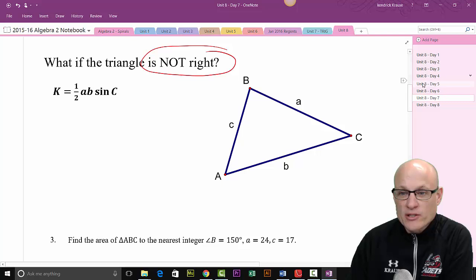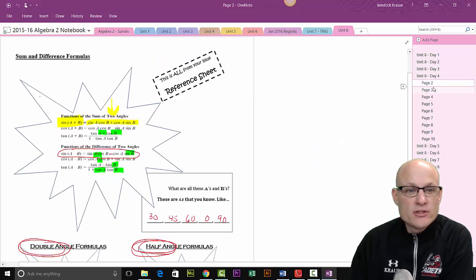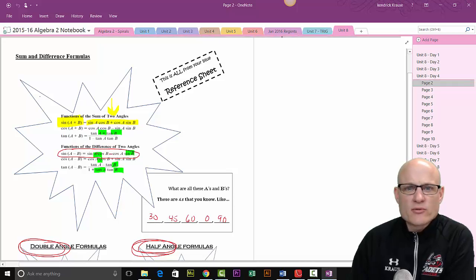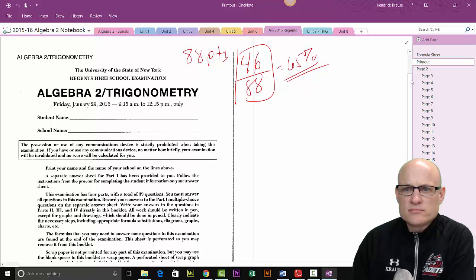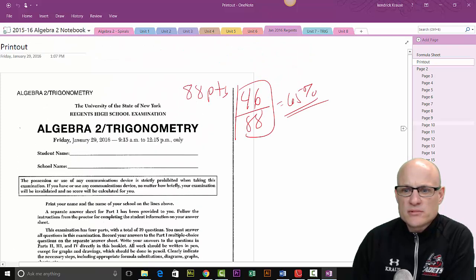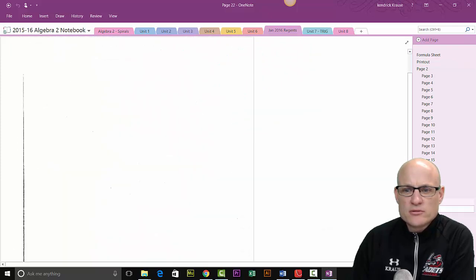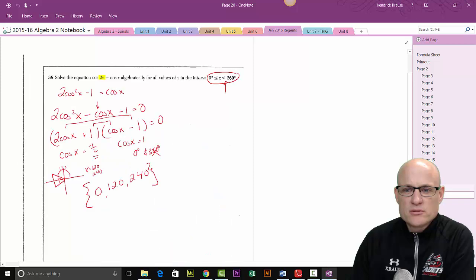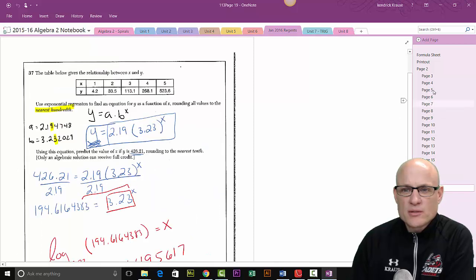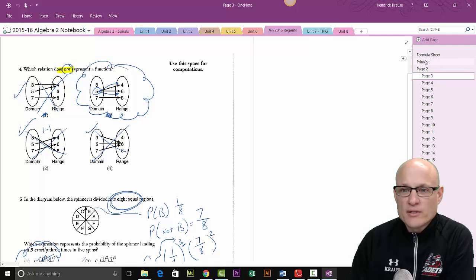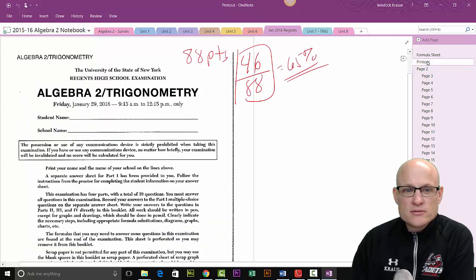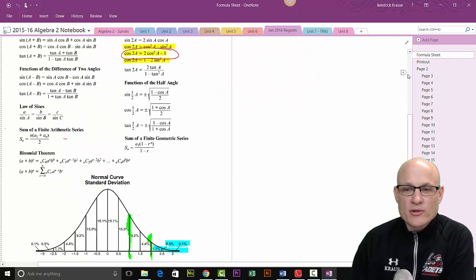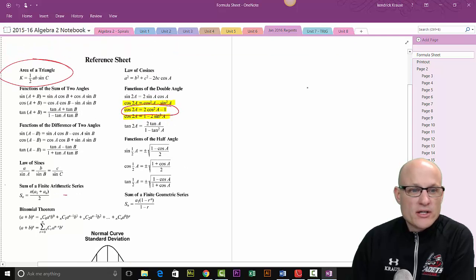And on your formula sheet, which you'll see, let's see, on day 4, day 2, oops, I don't have my formula sheet. Let's see, do I have regions? Day 22. How about page 2? Oh, well. Oh, there it is, formula sheet. So here it is right here.